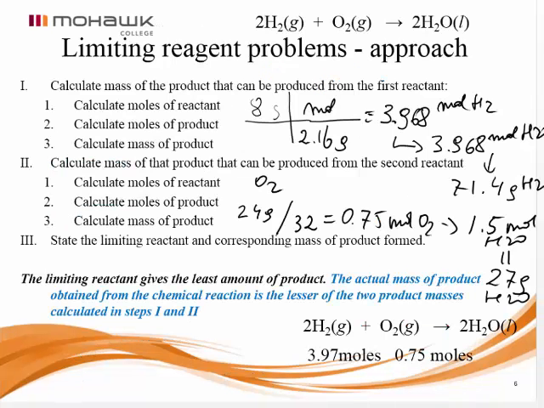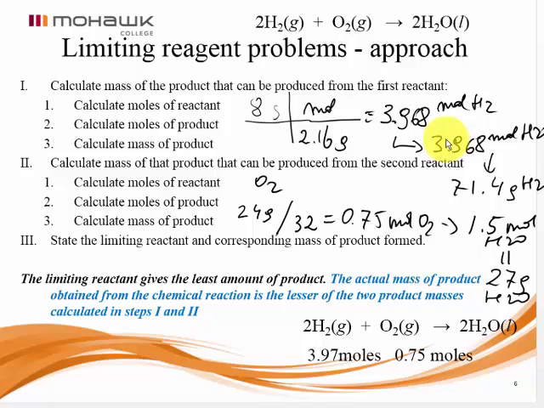The approach in trying to find out the limiting and excess reactant can be summarized on this slide. The first step is to calculate the mass of the product that can be produced from the first reactant. We have to calculate the moles of the reactant. 8 grams of hydrogen would give us 3.968 moles of hydrogen. Calculate moles of the product. So 2 moles of hydrogen would produce 2 moles of water. So if we have 3.968 moles of hydrogen, we will make 3.968 moles of water.